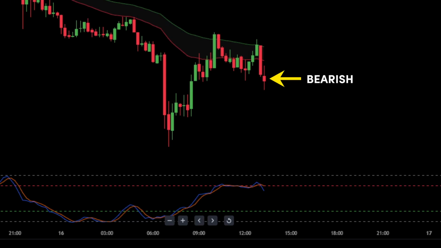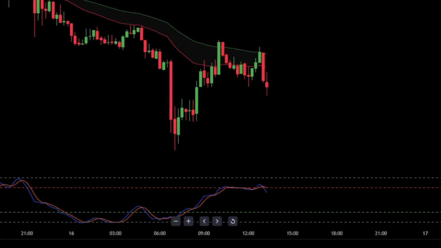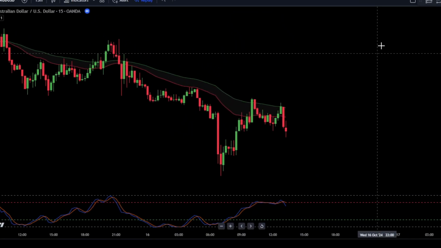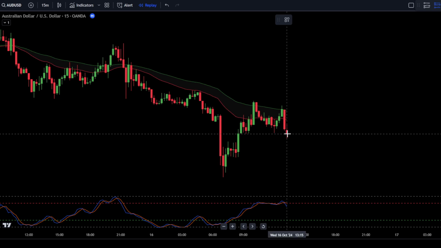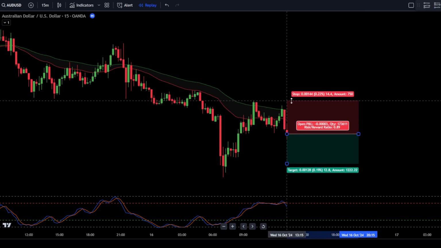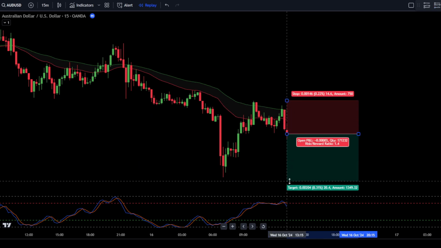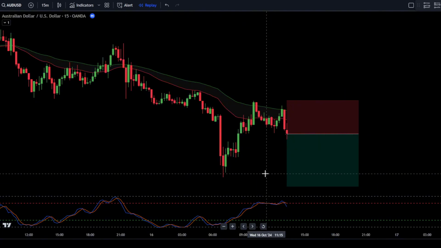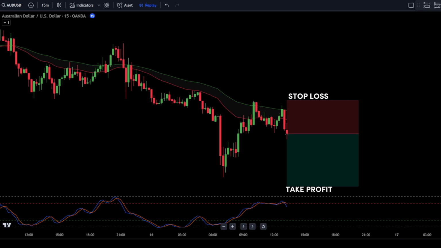Confirm that the candlestick formed is a bearish candlestick. If all conditions are met, you can place a sell order after the bearish candlestick has closed. Set your stop loss at the most recent swing high. Use a take-profit target with a risk-reward ratio of 1 to 1.5.